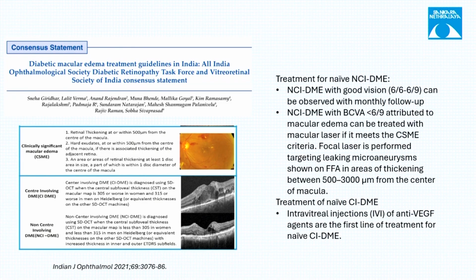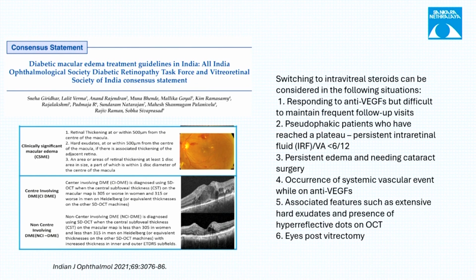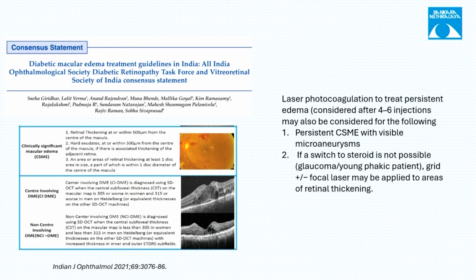Basically, it's an expansion of what I showed earlier. You can use steroids. Basically, you stop it. You use steroids if the patient cannot maintain follow-up visits. If systemically the patient has a cardiac problem or severe systemic problem, you don't want to use anti-VEGF injections. Or patients who are pseudophakic or need cataract surgery, maybe in eyes post-vitrectomy.